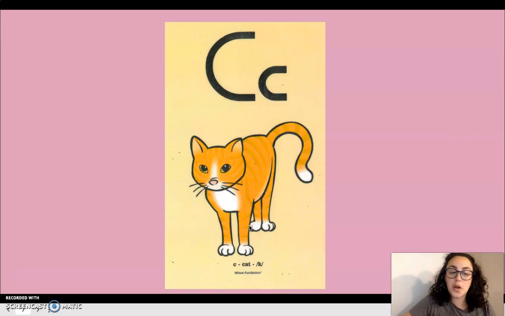So the way that we do our card is it looks like this. C, cat, K. C, cat, K. You try. C, cat, K. That's really going to help us.